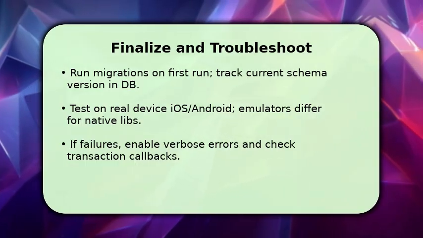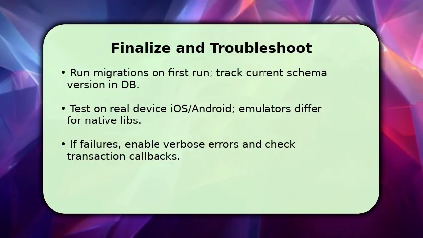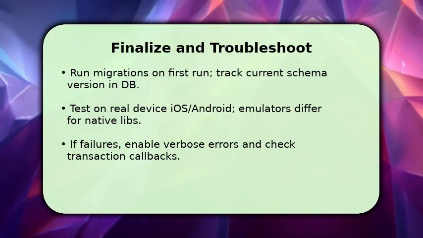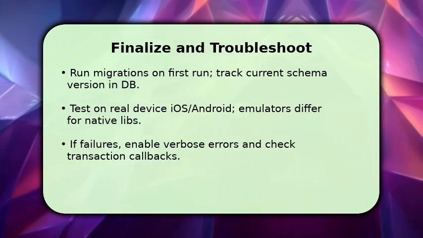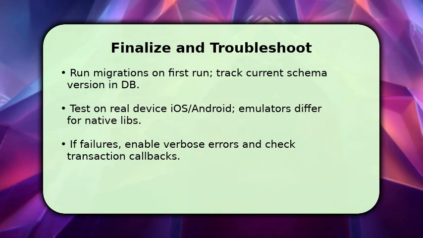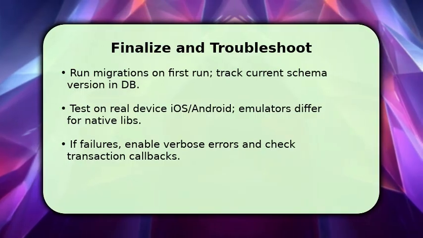If something goes wrong, inspect error callbacks from executeSql, enable verbose logging, and confirm you are not opening multiple DB instances. Also verify Expo Go versus standalone build differences. If native behavior fails, rebuild an actual binary so native modules behave exactly as in production.